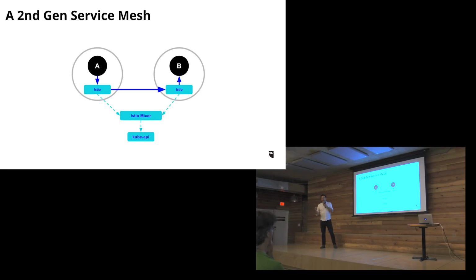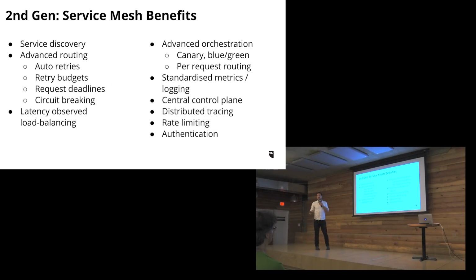So again, if we look at what this second gen service mesh looks like, it's the exact same thing. So as opposed to the IP tables and kube API, it's just that userland proxy that's there, and it has its own layer to deal with service discovery on top of it. So it's a very similar model. But what you get with it is a lot of benefits on top of that, not just service discovery, not just retries, but you get advanced routing, so again, retries. You get retry budgets, request deadlines, circuit breaking, if you're familiar with Hystrix and some of the circuit breaking libraries. Latency observed load balancing, so which machine is responding or which pod is responding faster than another.